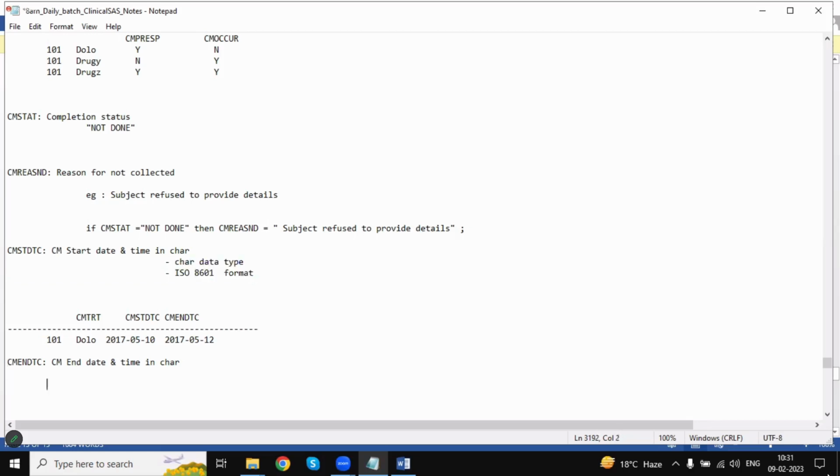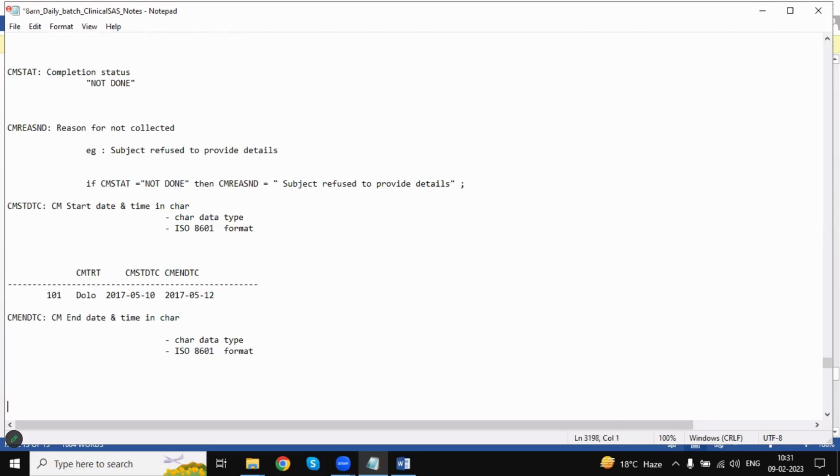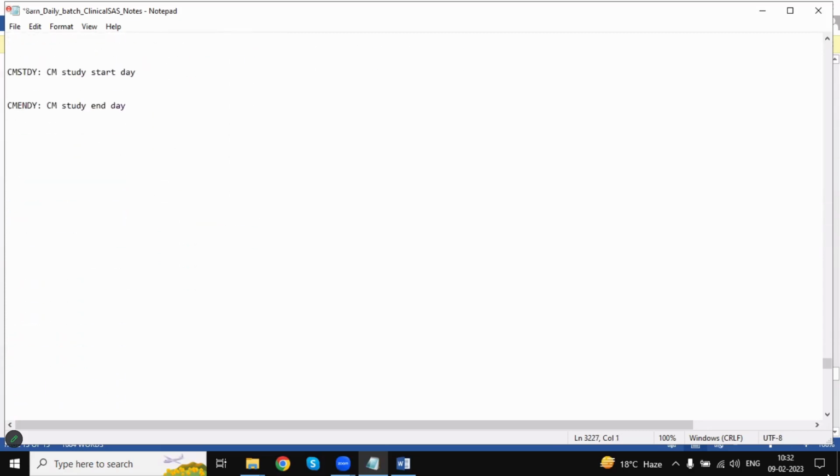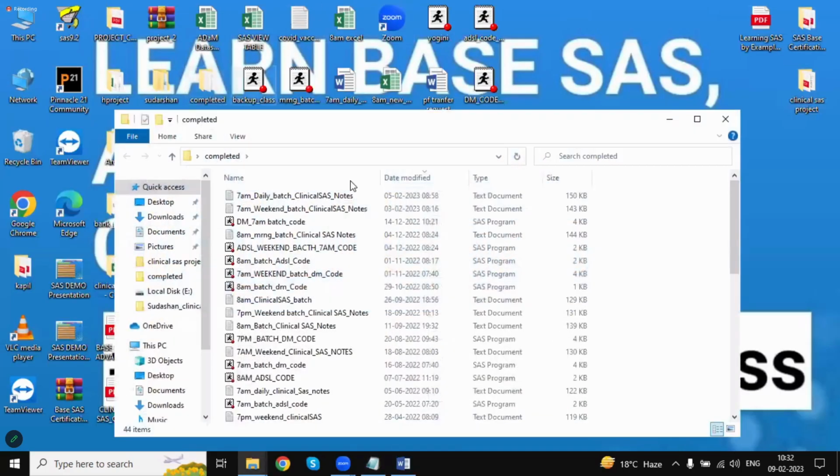When you have start date and end date, can you derive the study start day and study end day also? CMSTDY and CMENDY: concomitant medication study start day, concomitant medication study end day. The study day is going to be derived from the standard formula. Does anyone remember the standard formula, how to derive the study day?